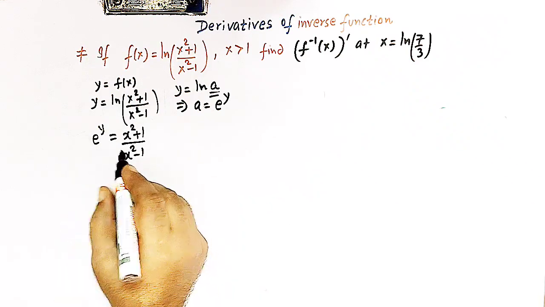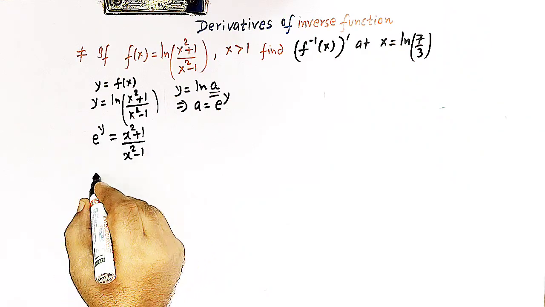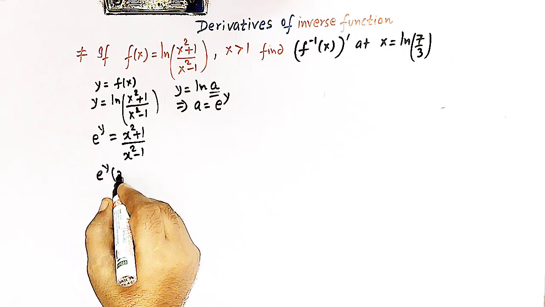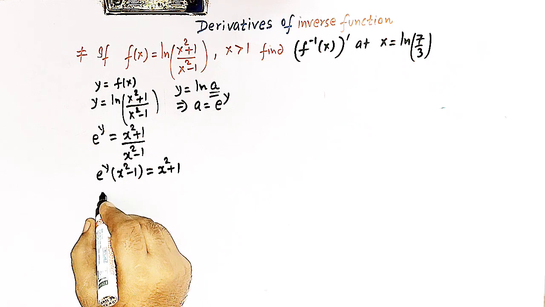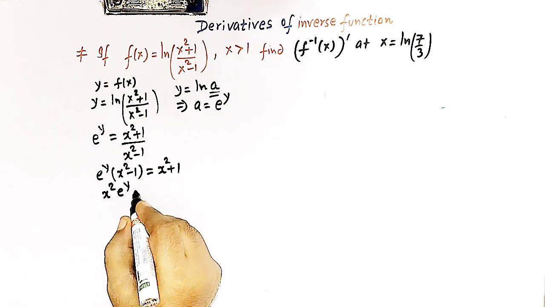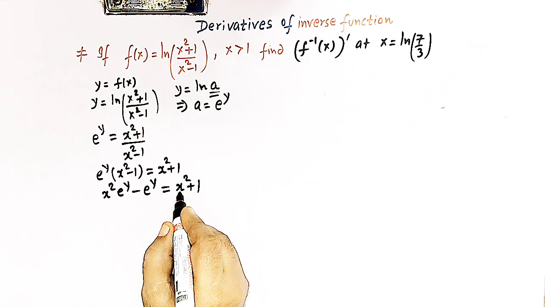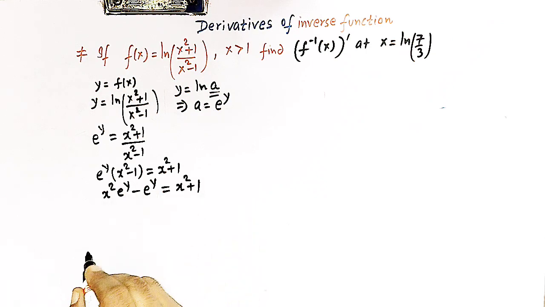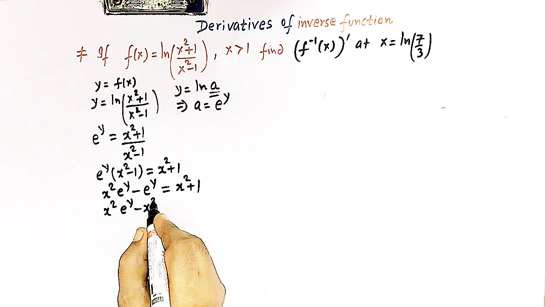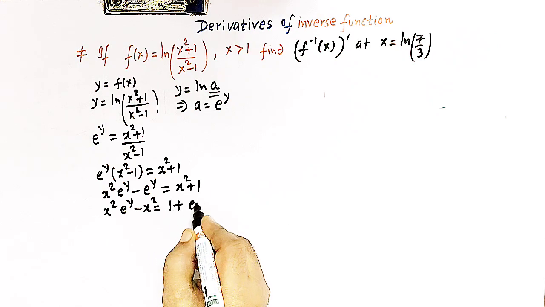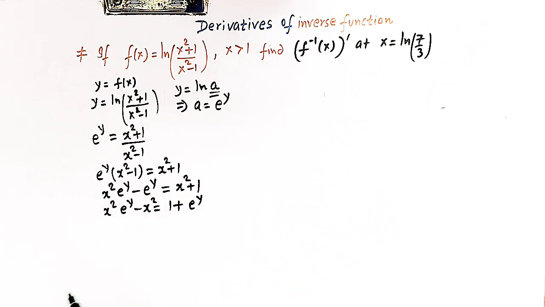So now let us find out the value of x using this equation. So we have e raised to y, here we have x square minus 1, here we have x square plus 1. So we can now write x square e raised to y minus e raised to y equals x square plus 1. Now taking x square to the left hand side, we can now write x square e raised to y minus x square, and here we have 1 plus e raised to y. So taking this negative e raised to y to the right hand side.